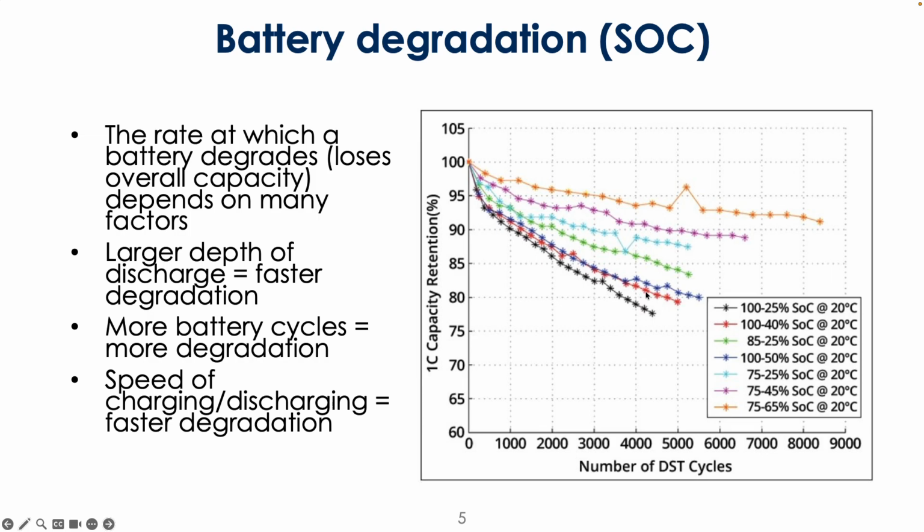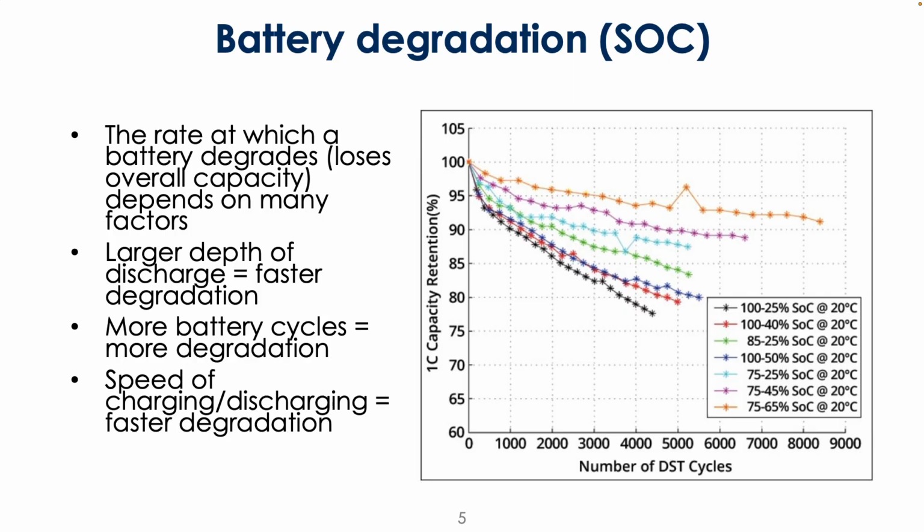discharging a depth of discharge of 60% of the capacity, but the red line is going from 100 to 40, and the green line is going from 85 to 25. So they both discharge 60%, but the green one doesn't go above 85%. And remember what I was saying, the more you're operating at higher levels, the more you're stressing out the battery.